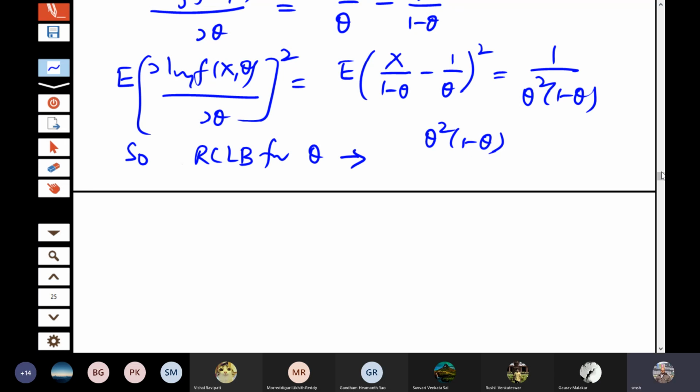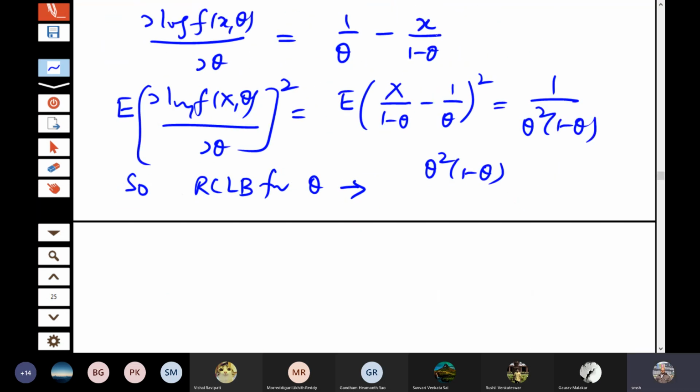But the problem here is actually S(x, theta) is linearly related to x. Okay, x is coming here. But expectation of x is not theta. Expectation of x is 1 minus theta by theta. So the lower bound for estimation of 1 minus theta by theta is attained, but for theta it will not be attained.